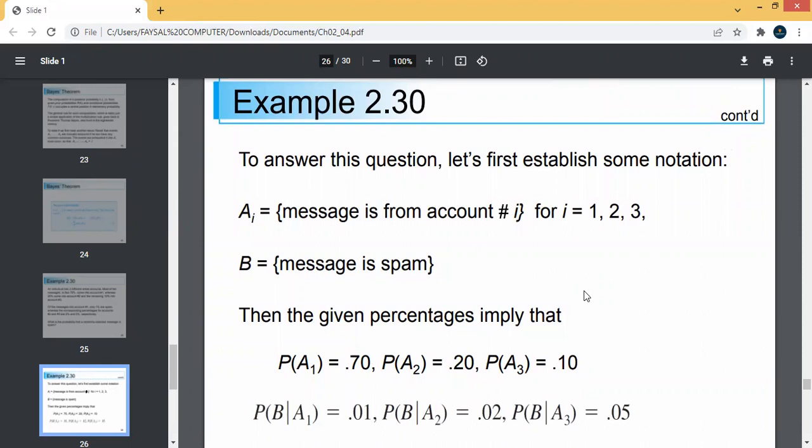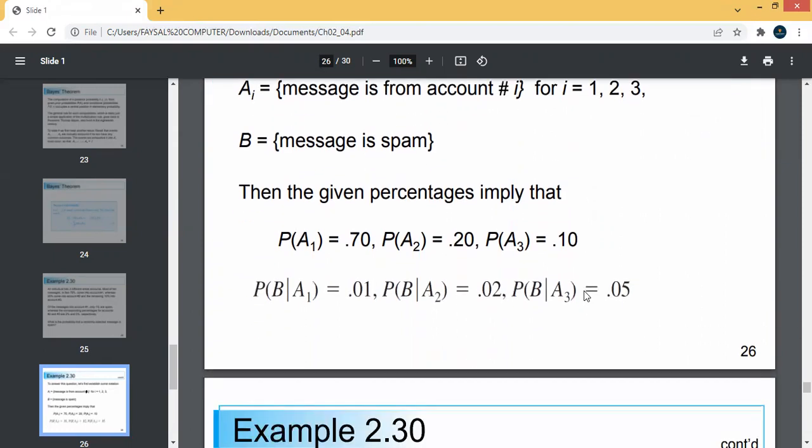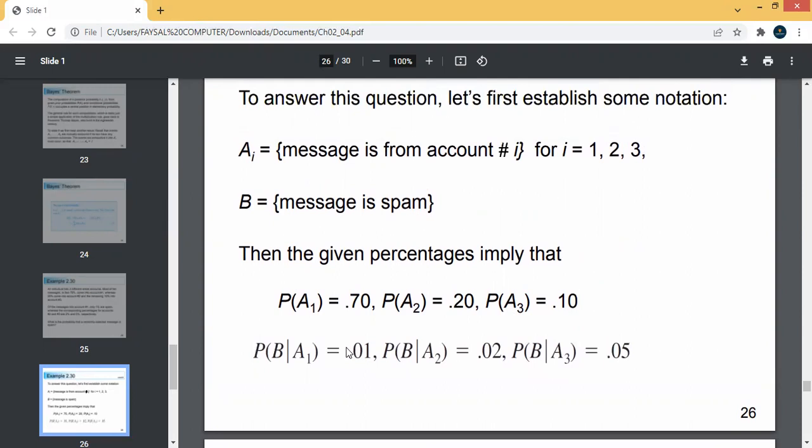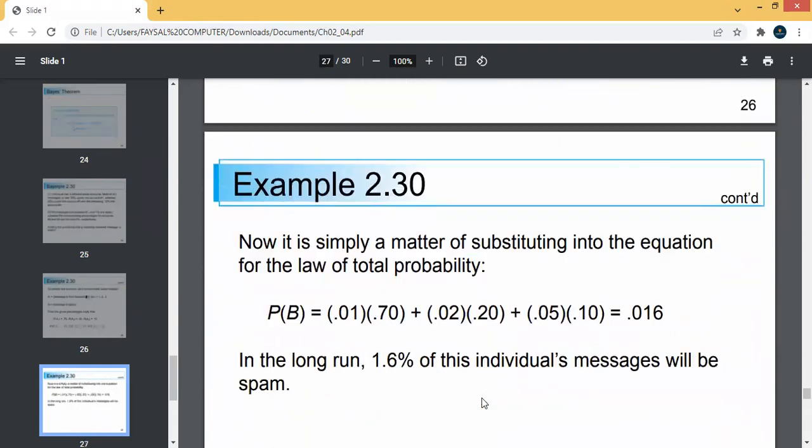So then the given percentages imply that P(A1), P(A2) and P(A3) are 0.70, 0.20, and 0.10 respectively. So the probability of B given A1, A2, A3 will be equal to 0.01, 0.02, and 0.05 respectively. Now it is simply a matter of substituting in the equation.